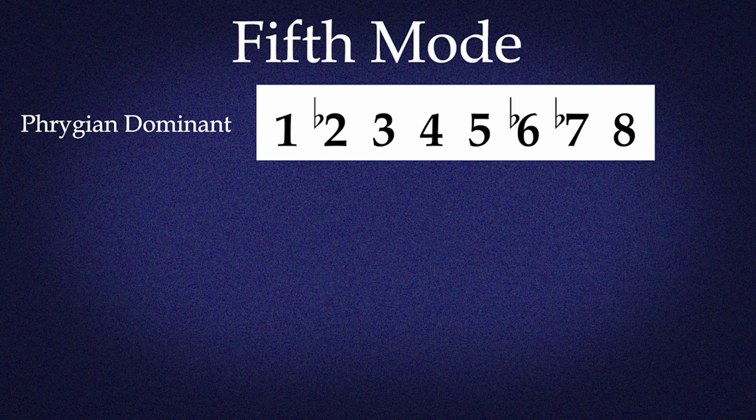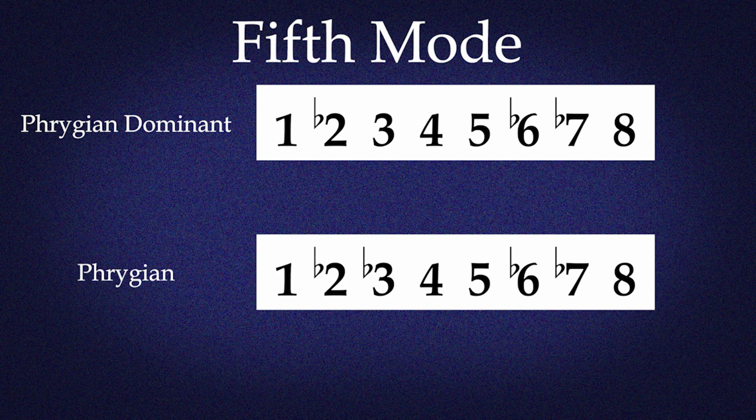It is almost the same as Phrygian, except that it has a major third, which makes it a major scale, where Phrygian is usually a very minor sounding scale. The combination of the major third and the minor seventh make it a dominant version of Phrygian, so Phrygian dominant.